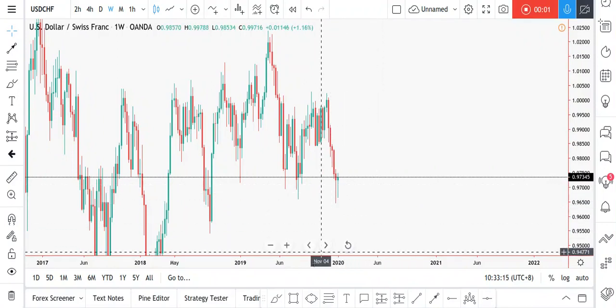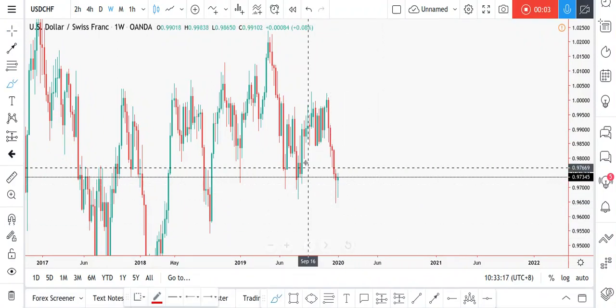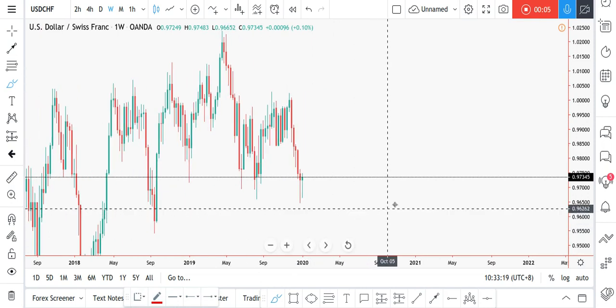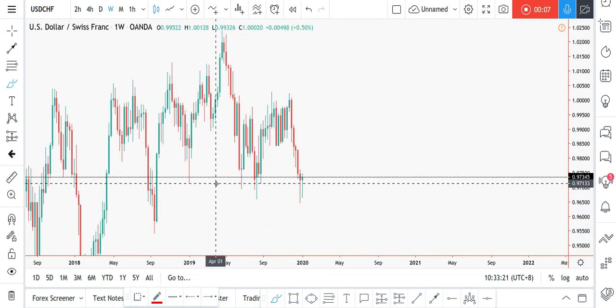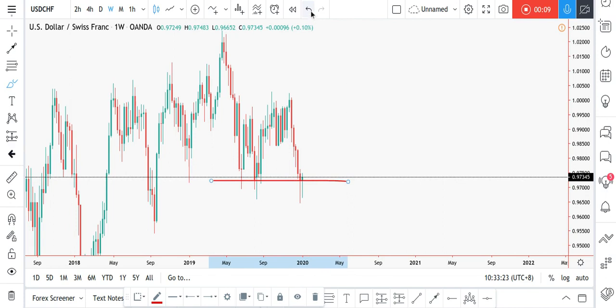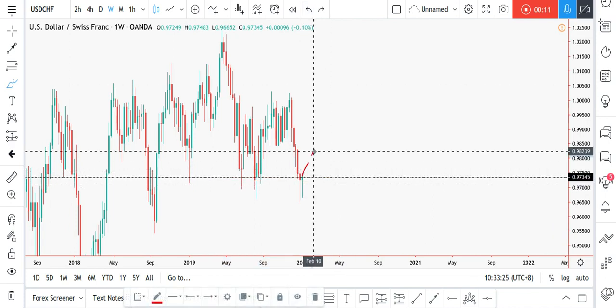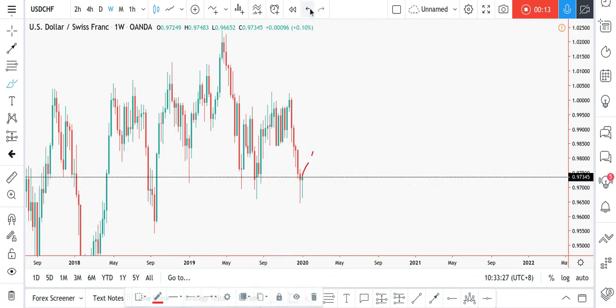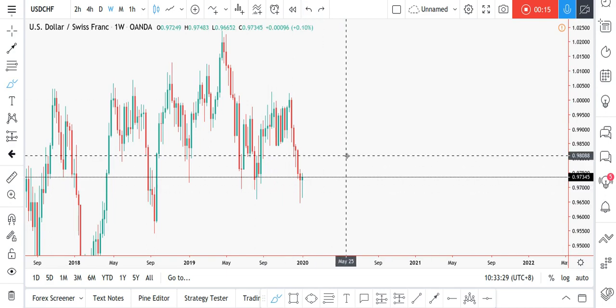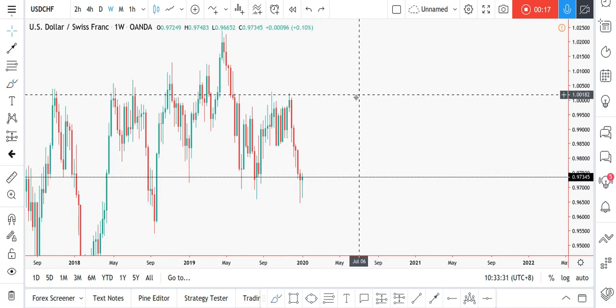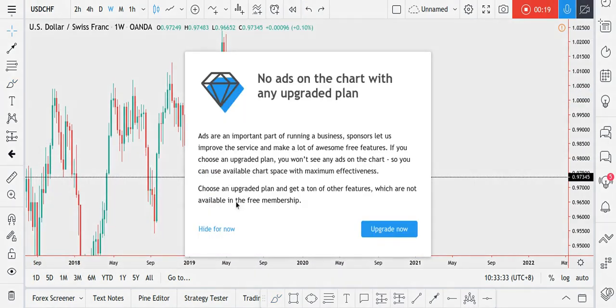Hey traders, let's have a quick look at USDCHF from a weekly perspective. From a weekly perspective, we clearly see that we have reached a nice strong area of support over here, and we can expect the market now to make a push to the upside. Now a push to the upside to where? Let me explain to you and let me educate you guys a little bit about the forex market.